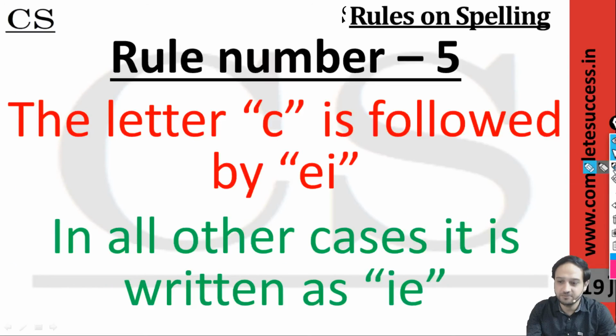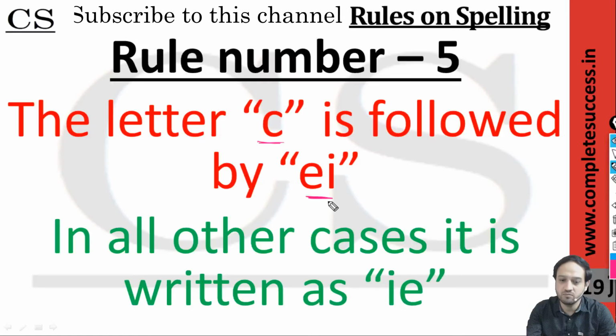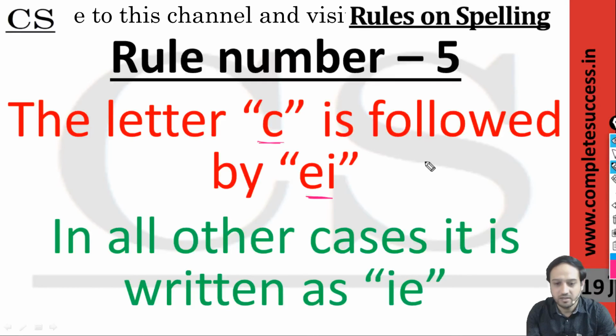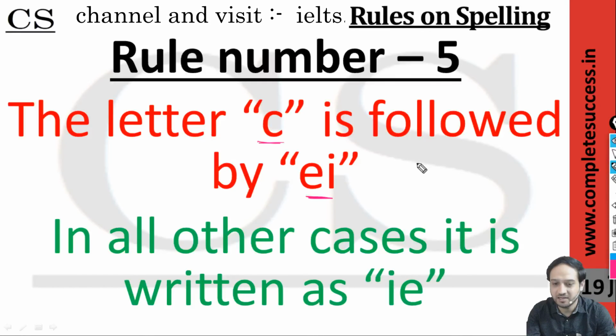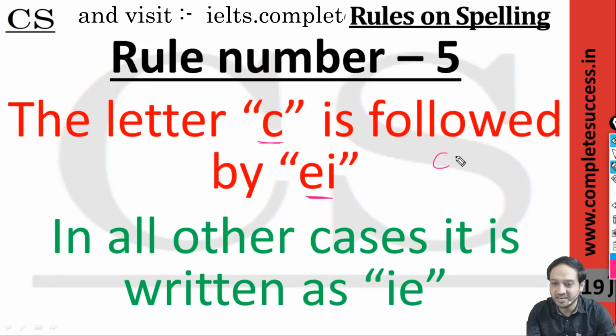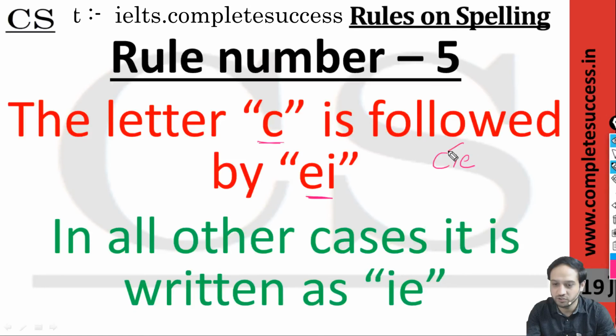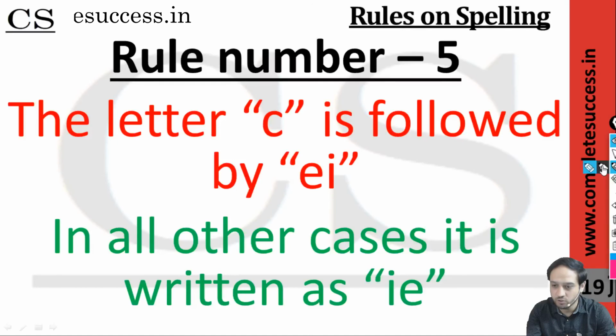The next, fifth rule is: the letter C is followed by EI. I have seen most of the students make mistakes while writing a particular word. They write CIE. We should not write this. We should always write CEI in words where these letters are used. So when we use the letter C, we use EI, and in other cases we simply use IE.